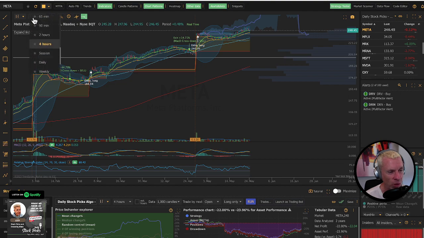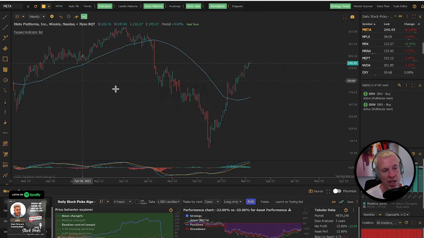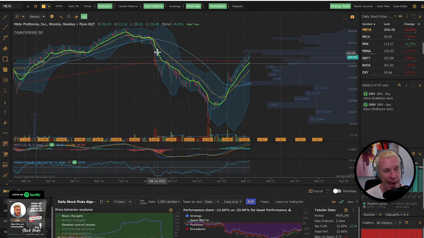But let's take a look at the weekly, because this is what I want to show you. There is still a gap in the daily that goes up here to 325. So buying at 246, not horrible. But this is the weekly. You just crossed the 200. So if you bought down here, anywhere down here, kudos to you.